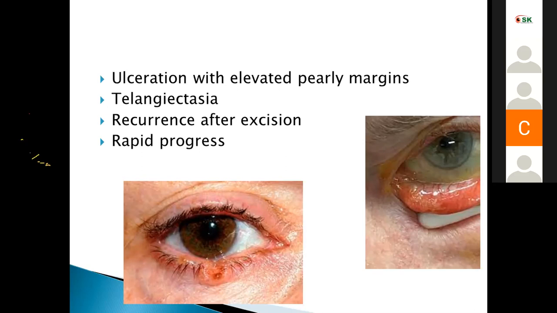Of course, even the growth is rapid, but again, some of these lesions like chalazion, the growth is also not very slow. So that is one of the differentiating factors, but you have to look at it carefully. You have to look at all these things in context, not just one sign.